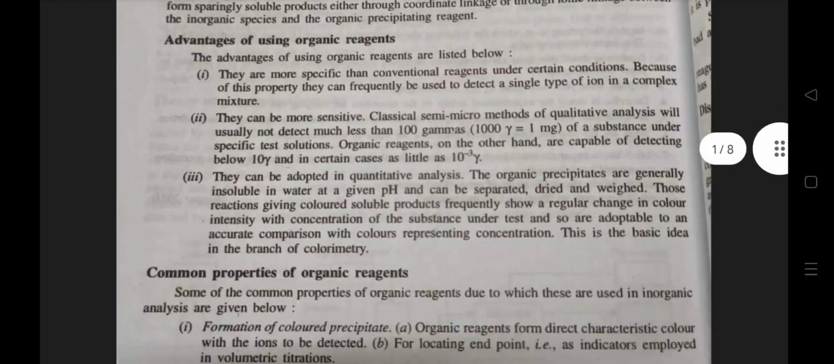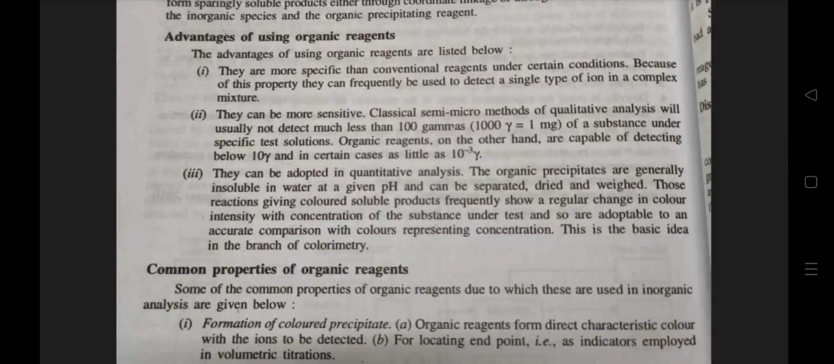They can be adopted in quantitative analysis. The organic precipitates are generally insoluble in water at a given pH and they can be separated, dried and weighed. Those reactions giving colored soluble products frequently show a regular change in color intensity with concentration of the substance under test, and so are adaptable to an accurate comparison with colors representing concentration. This is the basic idea in the branch of colorimetry.